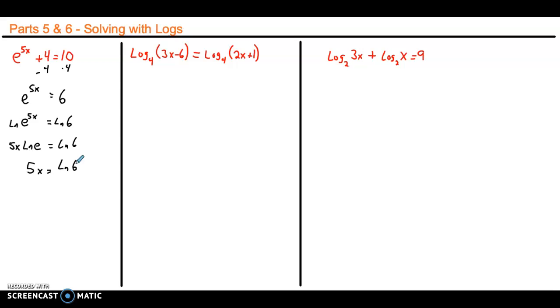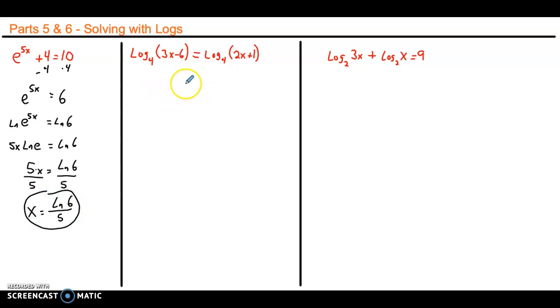In the homework, I'm asking for exact answers, so that means don't turn this into a decimal on your calculator. Just leave it alone. To solve for x, this is 5 times x. We've got to divide by 5. And that's our answer. Natural log of 6, whatever that is, over 5.